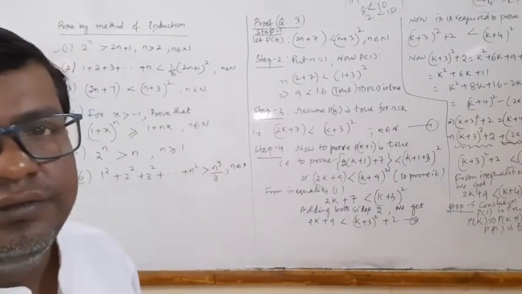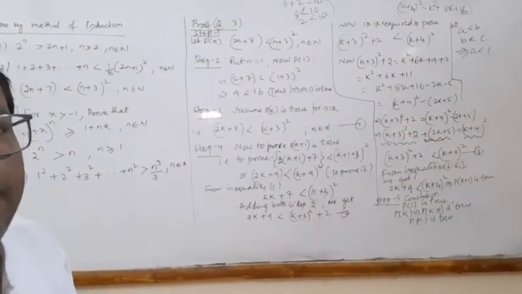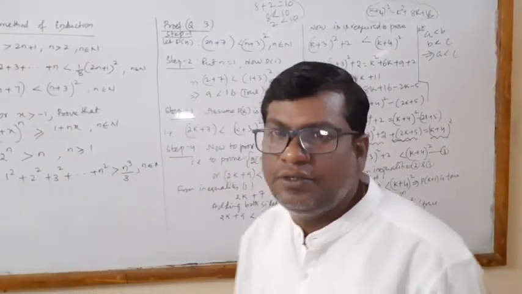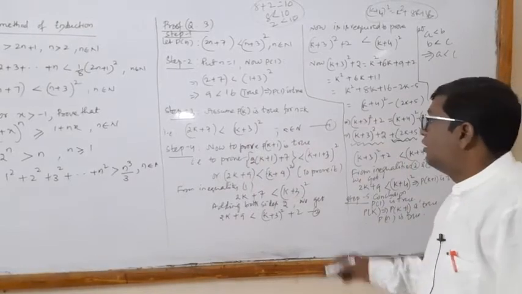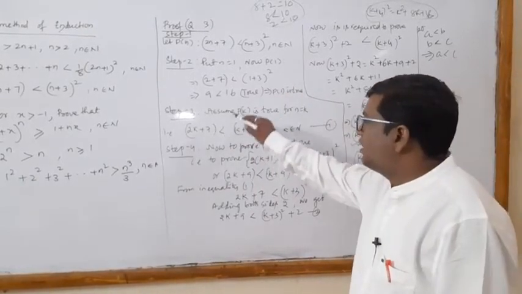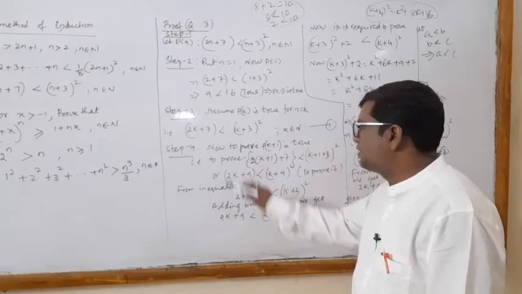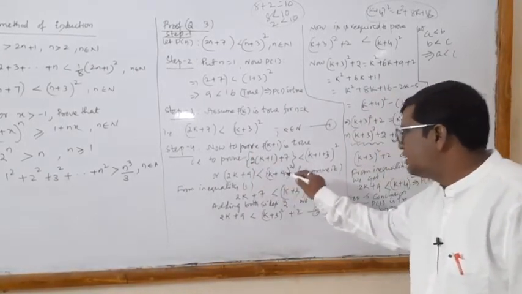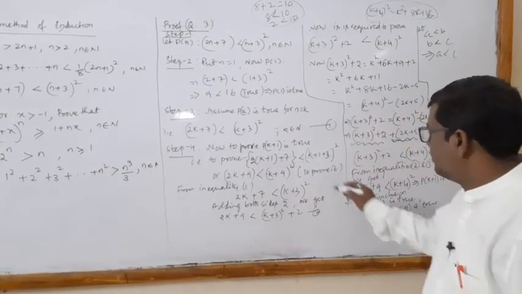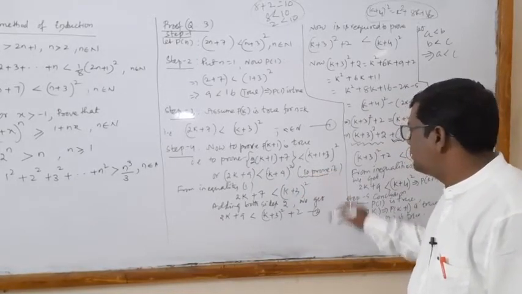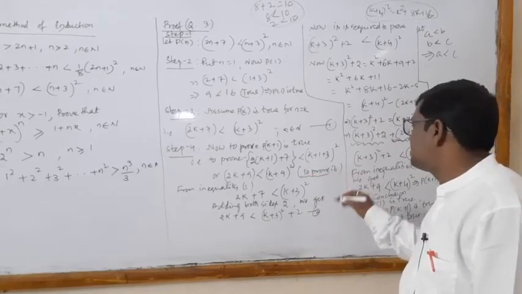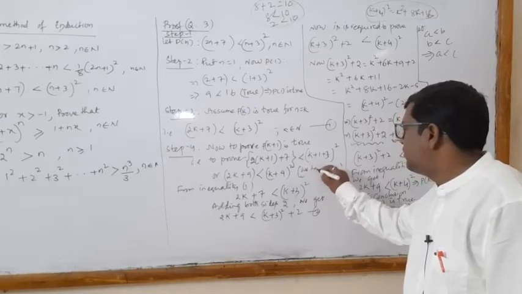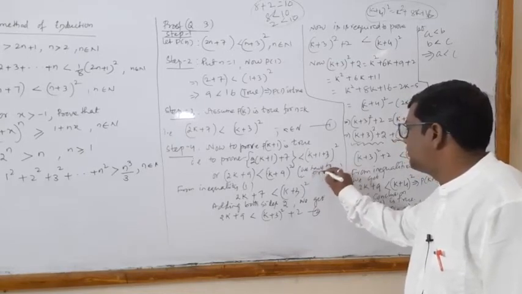I will repeat again. Put n equal to 1, then assume Pk, then in step 3 we have to prove P of k plus 1 is true. That is, 2k plus 9 is less than (k plus 4) whole square is to be proved. To prove it, we have to prove it.